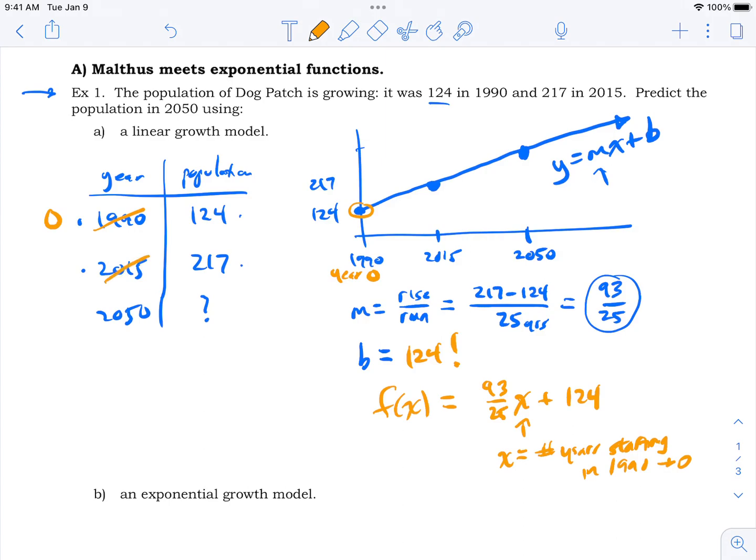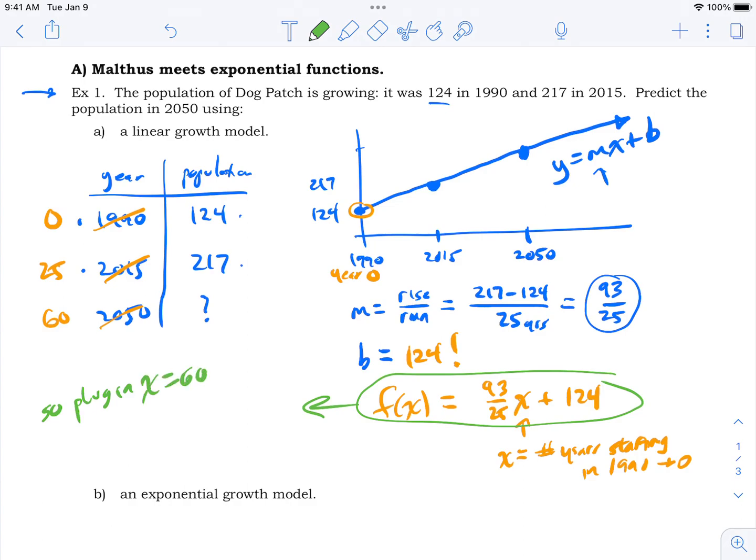So what was this? This was year 25, because 25 years. And then what is this? This would be from 1990 to 2050. That would be year 60. So in order to answer our question, I'm kind of going this way now. So plug in x equals 60 to get the population in the year 2050. And I'm just going to punch some buttons on my calculator real quick.